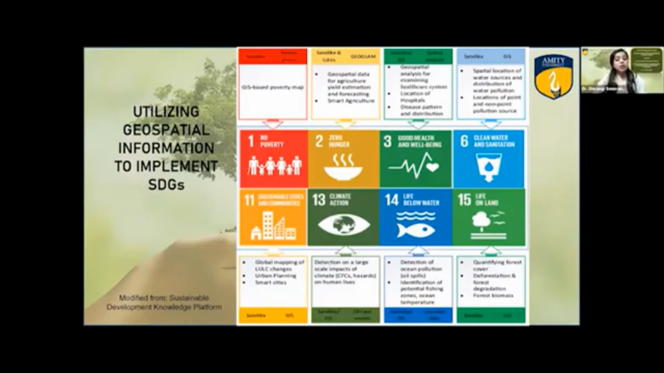Geospatial information can also be utilized efficiently for the attainment of SDG 15, that is life on land. Forest plays a major role in regulating the global carbon cycle at regional to the global scale. With the help of satellite data and GIS, forest cover can be quantified. Deforestation and forest degradation studies can be done. And recently, geospatial data is being utilized for the estimation of forest biomass and carbon sequestration by implementing various spatial modeling methods.